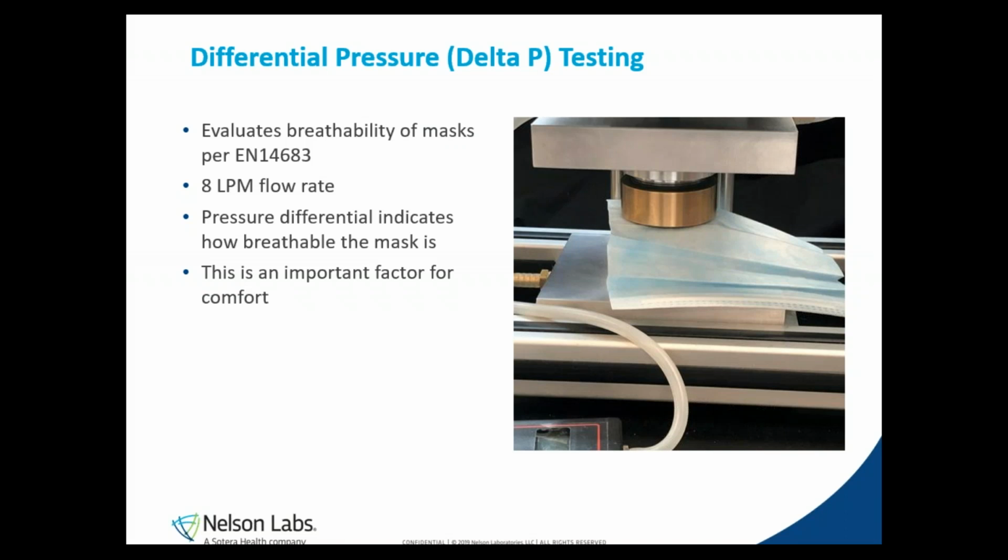Differential pressure testing is the breathability test for medical face masks. This testing is performed per the standard EN 14683, which includes a test method and requires a very low flow rate of 8 liters per minute. The pressure differential indicates how easy it is to breathe through the mask, and this is an important factor to evaluate for comfort of the wearer.